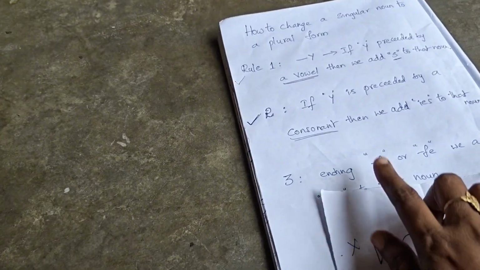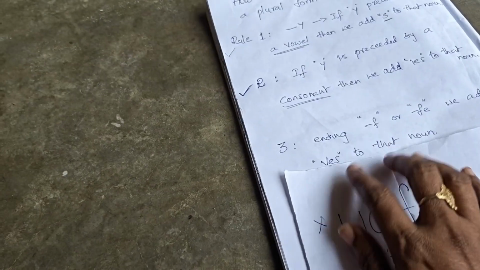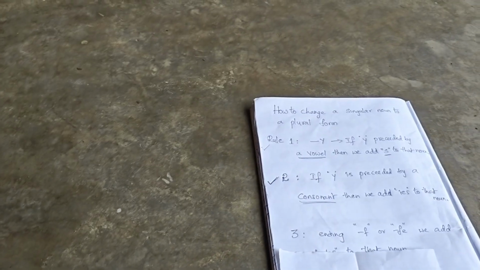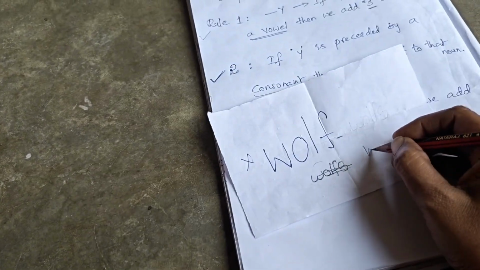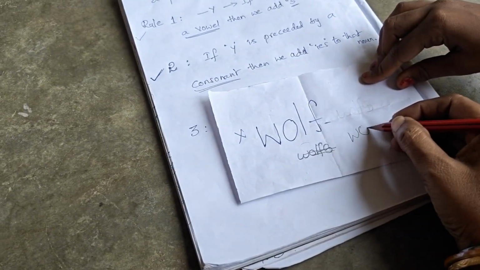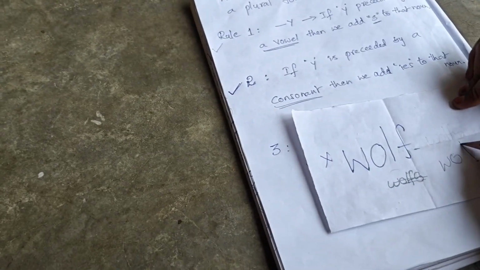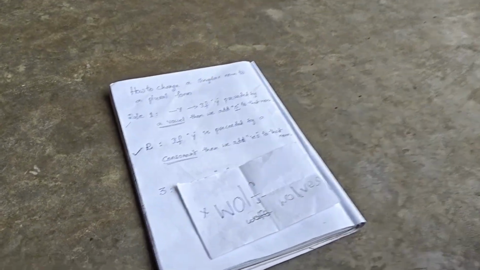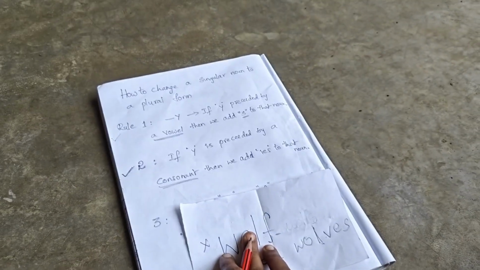Here, in the place of F, we add VES. Wolf, wolves. Give your pens. The plural form of wolf is W-O-L, V-E-S. Wolves. How can you pronounce? Wolves.